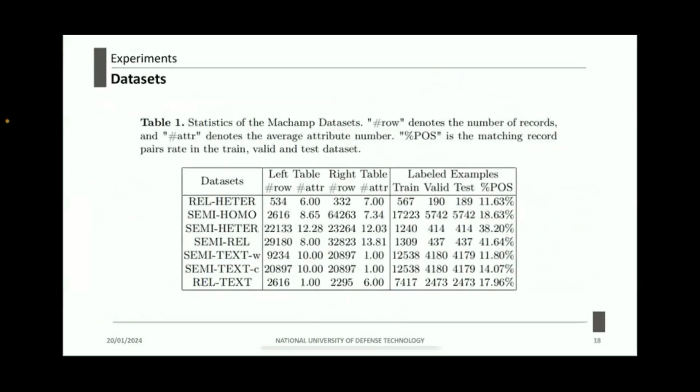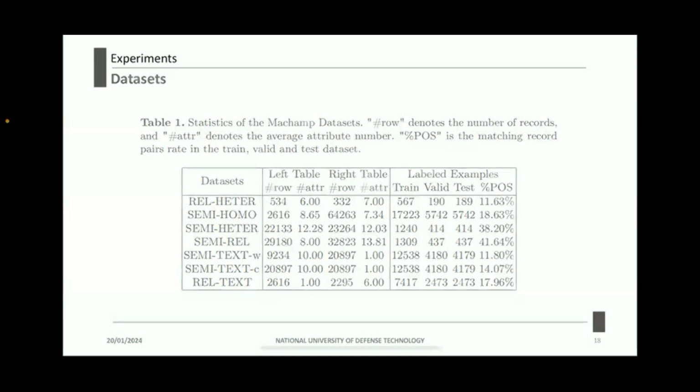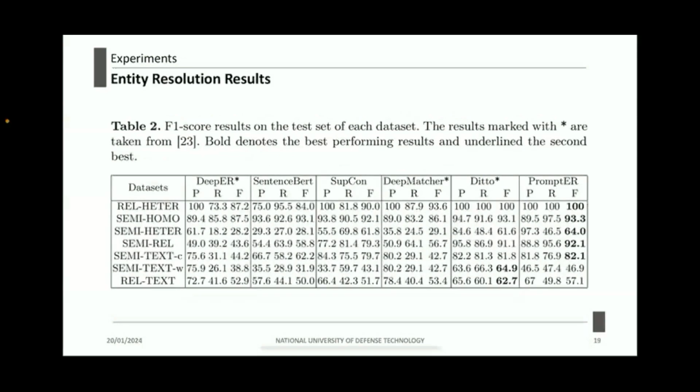The next section is the experiment part. We present the results of our experiments. We use the Machamp dataset, which contains several generalized entity resolution tasks. Each dataset contains 2 data sources, which can be in one of 3 formats: relational data table, semi-structured data, and textual data. When they are of the same format, they can have a homogeneous schema or heterogeneous schema.